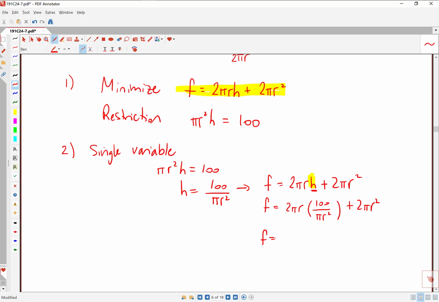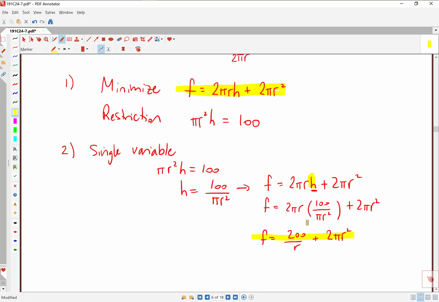For that first term, the 2 pi r would just multiply with the numerator to give us 200 pi r over pi r squared. And then what's going to happen is that the pi's are going to cancel, and one of the r's is also going to cancel. So let's call that 200 over r. So 200 over r plus 2 pi r squared. So now that's a function of a single variable. It only involves r, and we can think about taking the derivative.